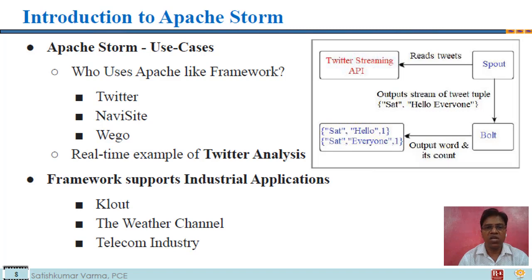This framework supports many industrial applications. Klout is an application that uses social media analytics to rank its users based on online social influence through Klout score. The Weather Channel uses Storm topology to ingest weather data. It has tied up with Twitter to enable weather informed advertising on Twitter and mobile applications. The telecom industry processes millions of phone calls per second to improve call quality. They perform forensics on dropped calls and poor sound quality.